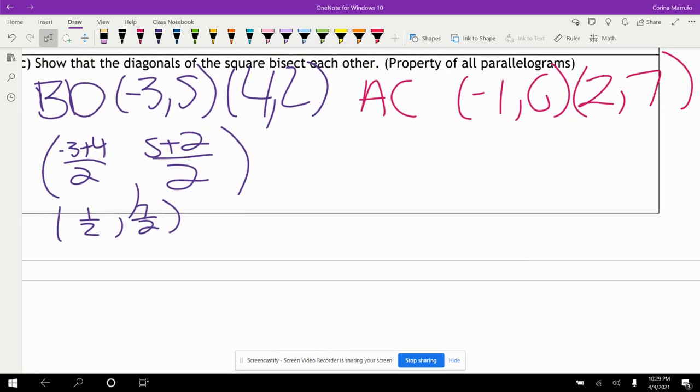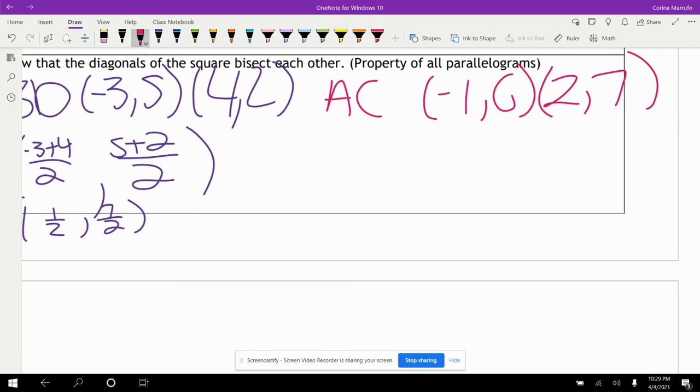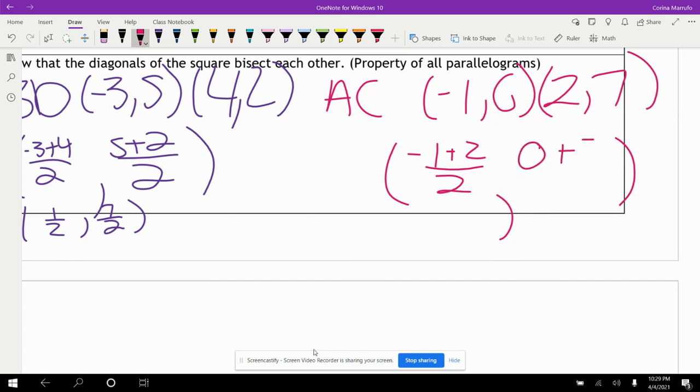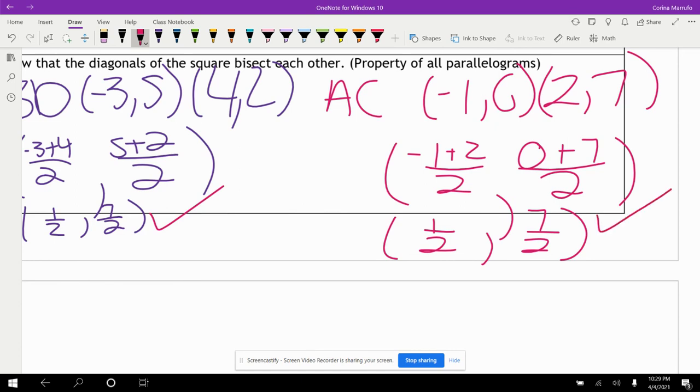Okay, let's go ahead and find it from A to C. So here we're going to add the x values. So -1 plus 2, and we divide it by 2. Here we add the y values, 0 plus 7, and divide it by 2. So this one ends up giving me 1/2, and then this one gives me 7/2. So because they have the same midpoint, that means that they cut each other in half.